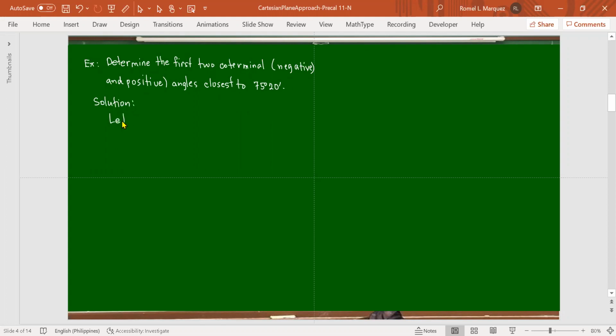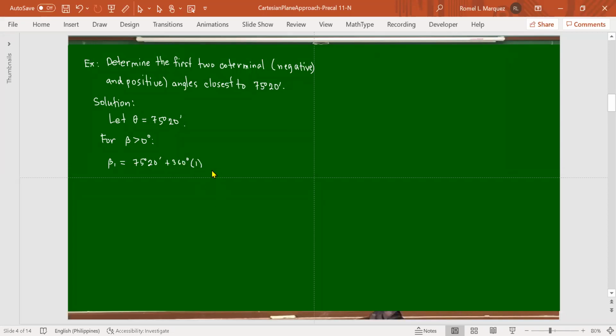So we let theta be what? How many all in all, guys? 4, no? So the first two positive, let's start with the positive. For beta greater than 0 degrees, if you want it in terms of degrees, we have beta 1, the first positive, that is theta, 75 degrees, 20 minutes, plus how many 360 degrees?